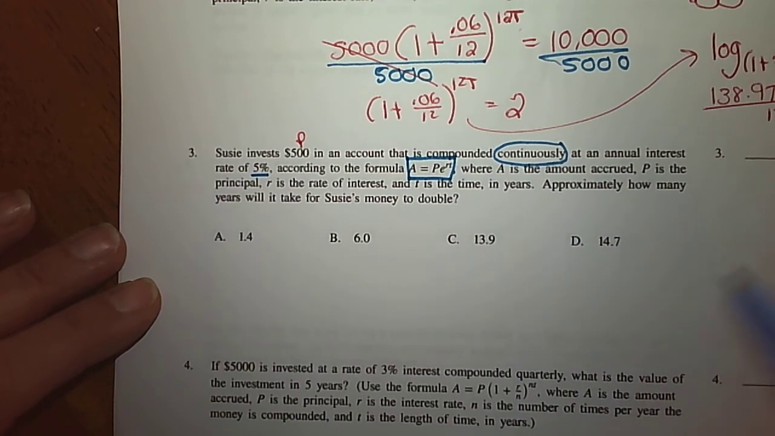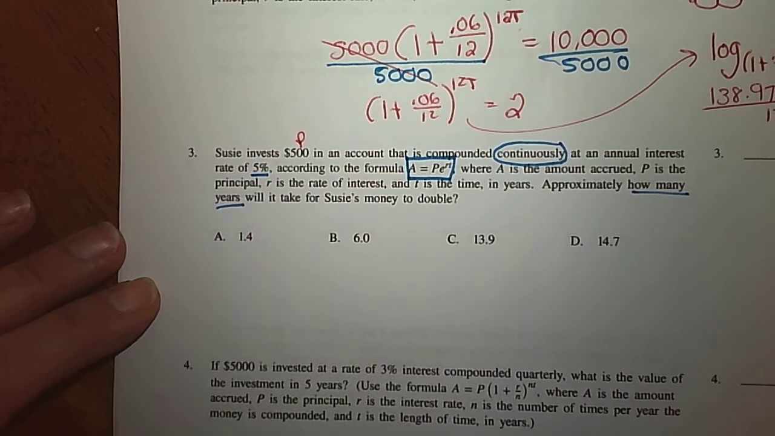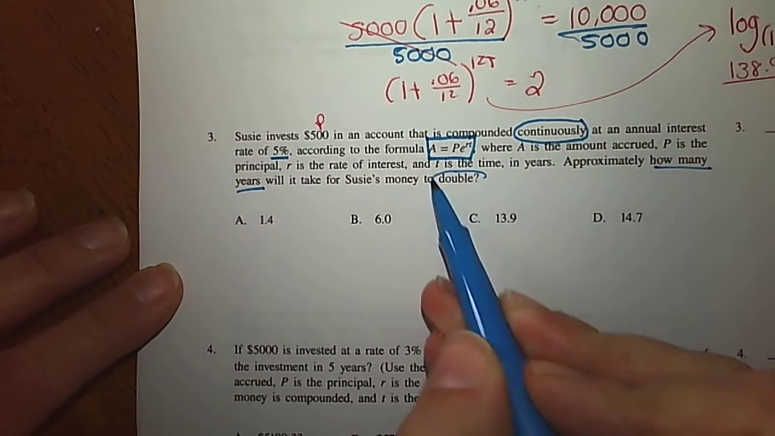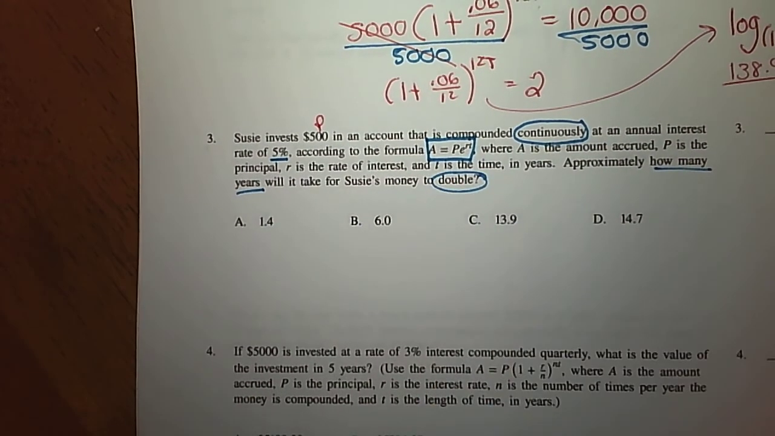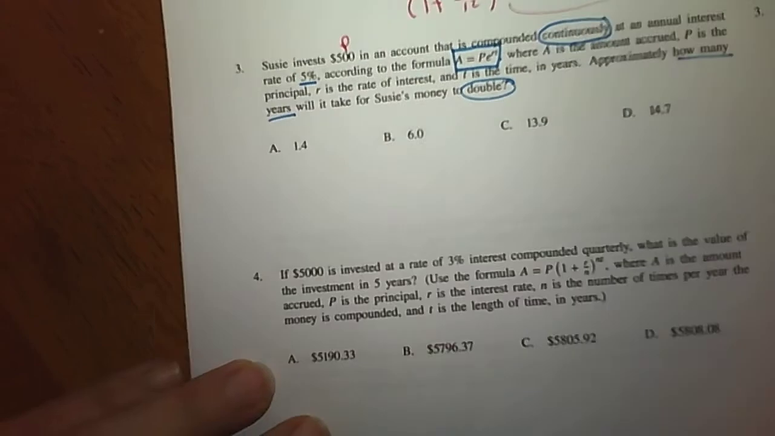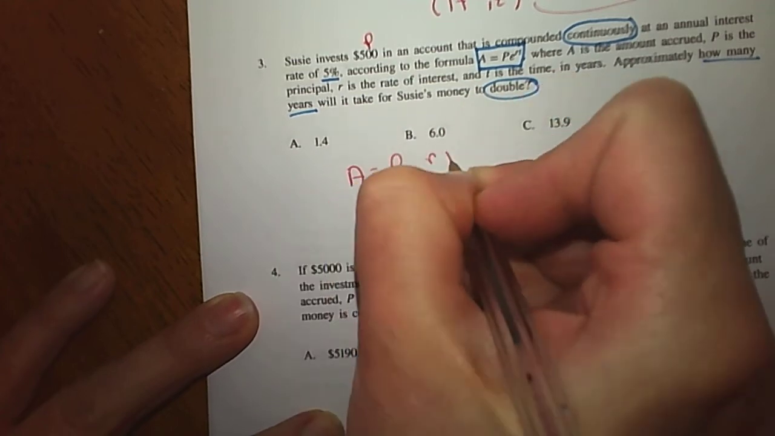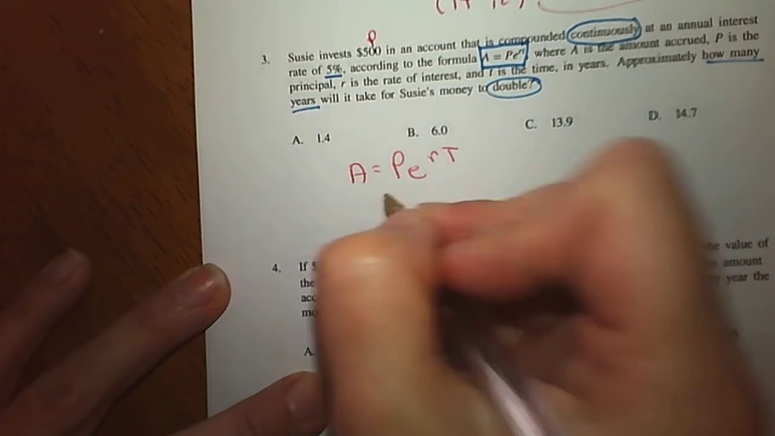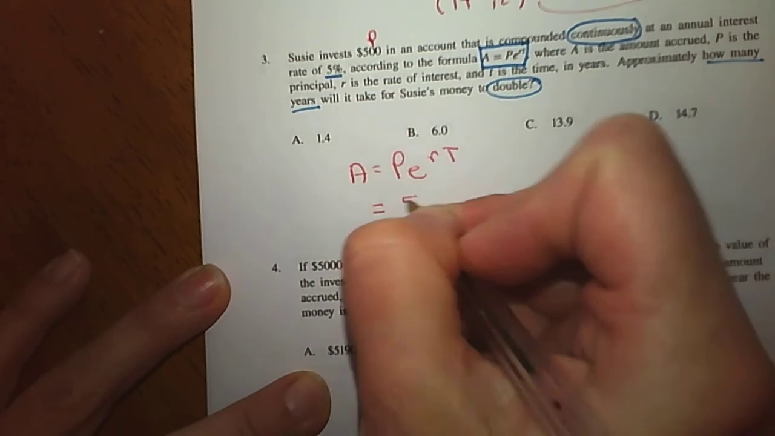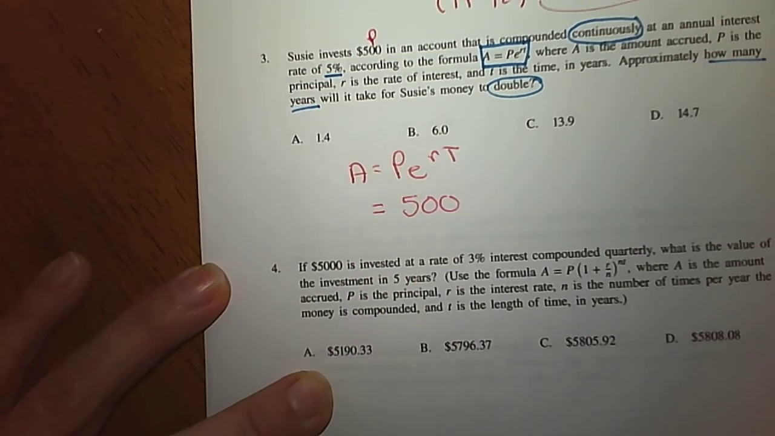How many years? That means we don't know the time, but we want the money to double again. All right, so let's set this up. So I'm going to write down PERT here. A equals PERT. Okay, in PERT, P is the original amount. So I'm going to put 500.